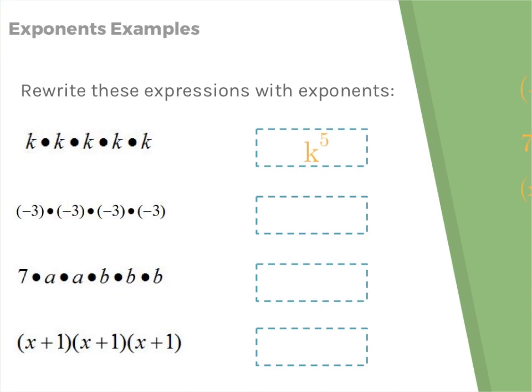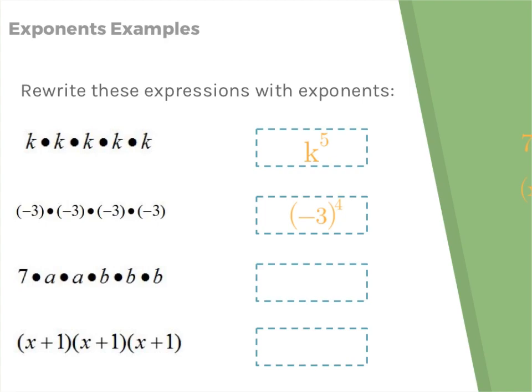The next one I've got is negative 3 times negative 3 times negative 3 times negative 3. So again, I've got repeated multiplication. Since I've got 4 negative 3's, that's going to be negative 3 to the 4th power. It's very important that I put my parentheses around the negative 3, because I'm multiplying negative 3 four times, not 3 to the 4th power and then just slapping a negative on the end. I'm doing negative 3 to the 4th power. So it's very important that my parentheses are around both the negative and the 3.